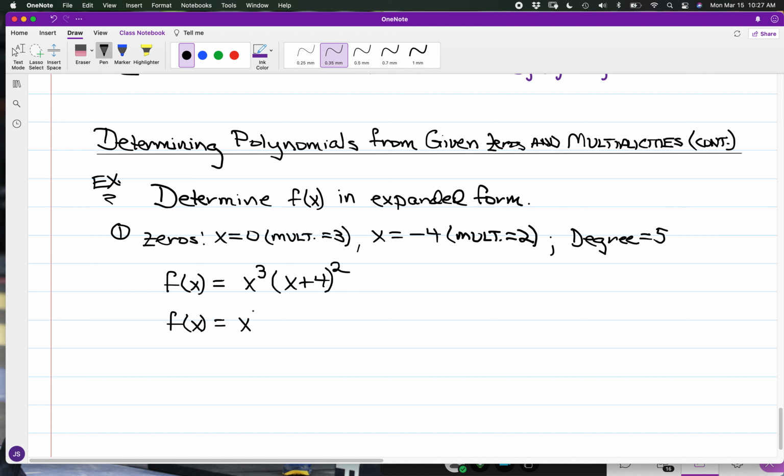And in terms of taking what we have and expanding on out, so you have f of x. You could go ahead and square out x plus 4, or you could just write this in terms of multiplication. In other words, if you took x cubed times the quantity x squared plus 8x plus 16, that is also correct. But I'll just work this in order from left to right. So we have x cubed times x plus 4. So this would be x to the 4th plus 4x cubed. And then multiplying by the other x plus 4.